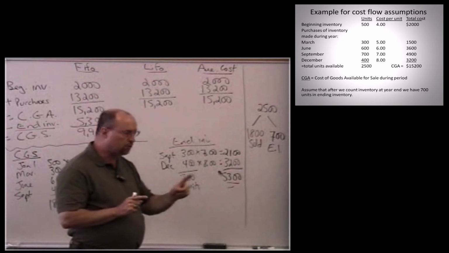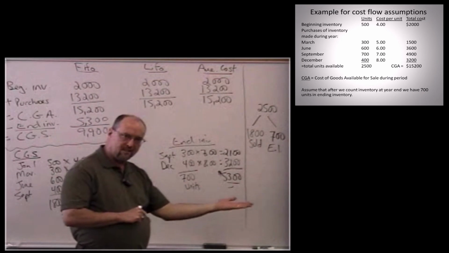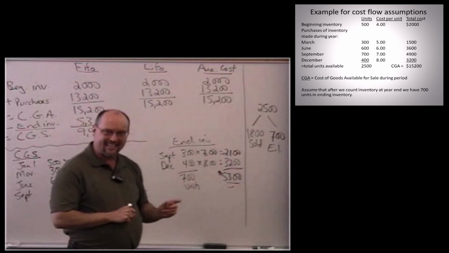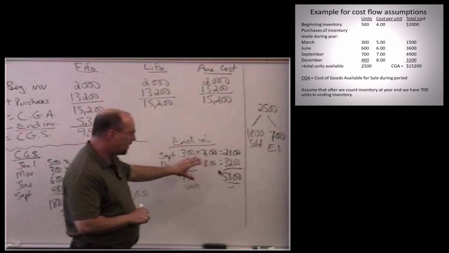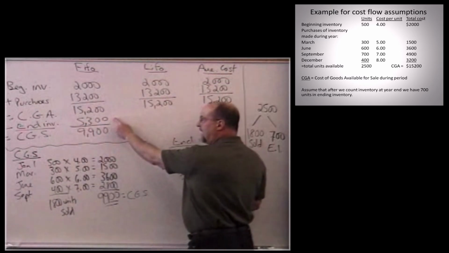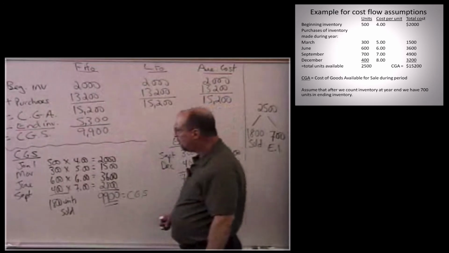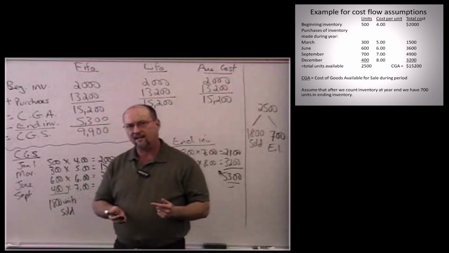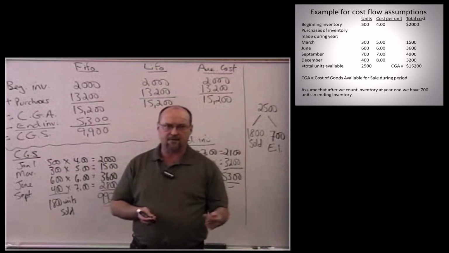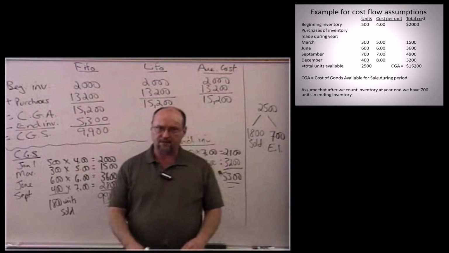I could have also started from the bottom and worked up to calculate ending inventory first. So I could have calculated ending inventory, plugged it in up here, and I could have determined cost of goods sold using that approach as well. So you can calculate either one, okay, and then back into the other number. Whichever works for you is the method you use, okay?